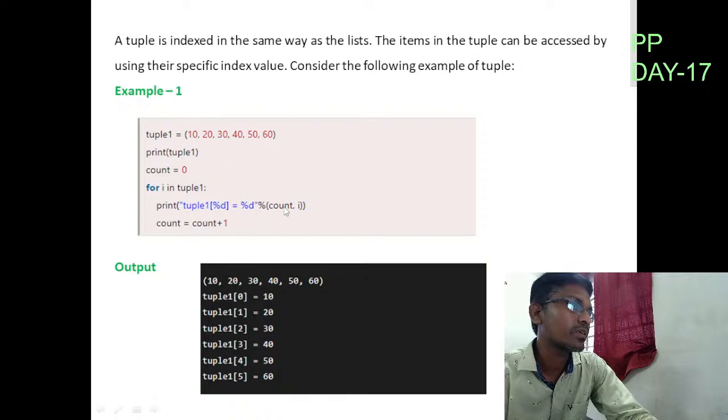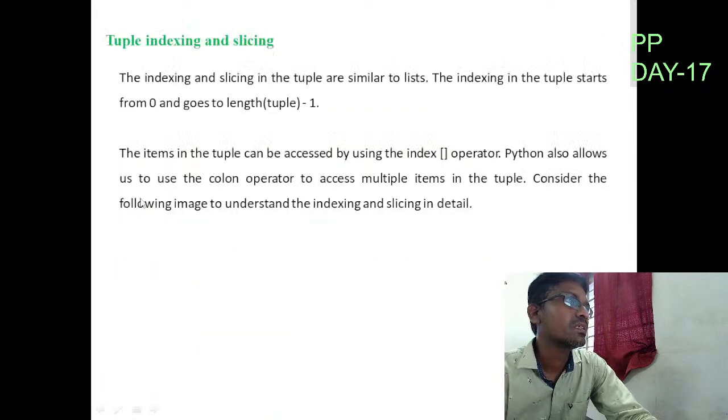And similarly, it will increment the count value and take the next iteration, that is 20. Index number 1 will store 20, index number 2 will store 30, index number 3 will store 40, index number 4 will store 50, and index number 5 will store 60. So like that, the values will be stored into the index. So that is about it.